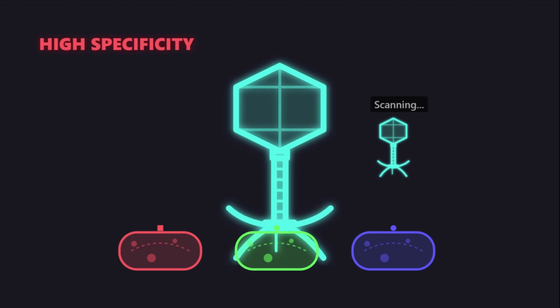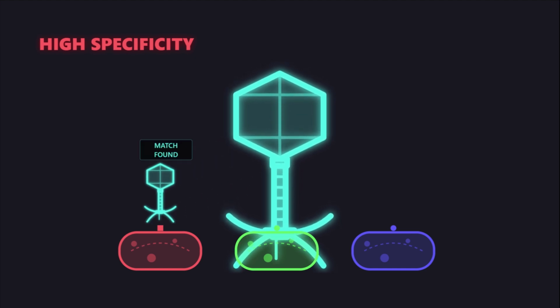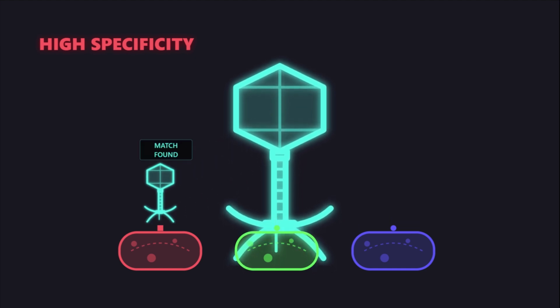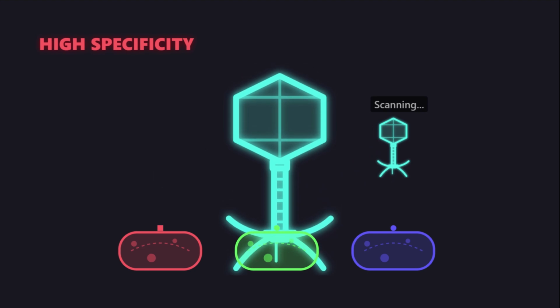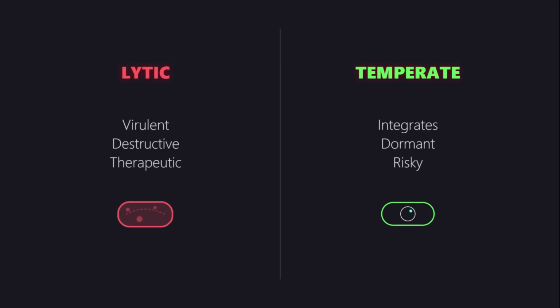This narrow host range ensures that phages target only pathogenic bacteria, while preserving the beneficial human microbiome, a key advantage over broad-spectrum antibiotics. Phages are fundamentally classified based on their replication strategy. They are either lytic, meaning destructive, or temperate, meaning capable of integration. Lytic phages are obligately virulent and are the primary candidates for therapeutic use because of their immediate destructive action.